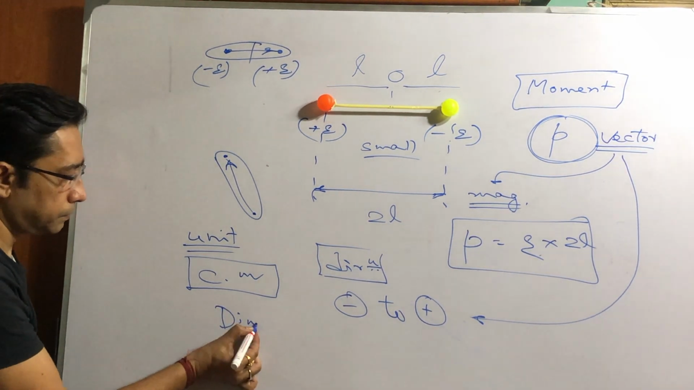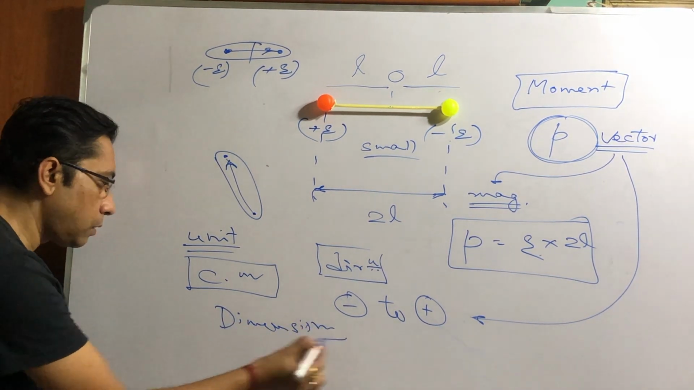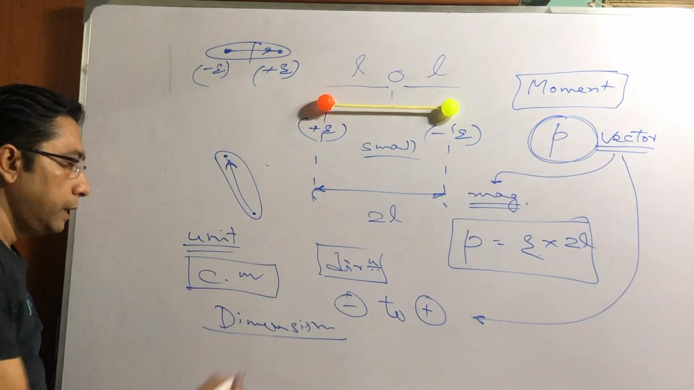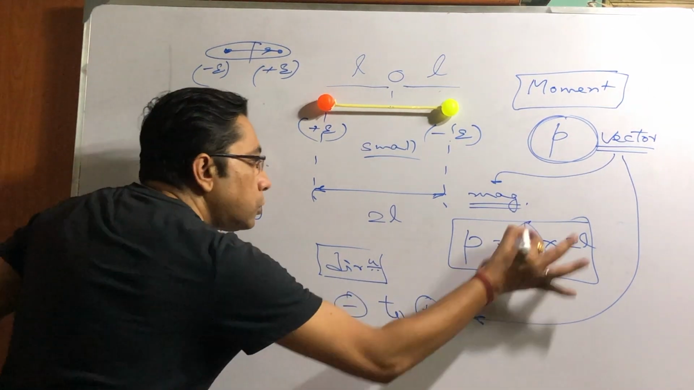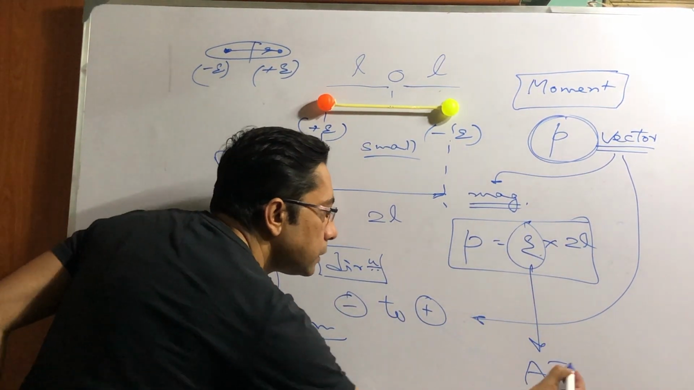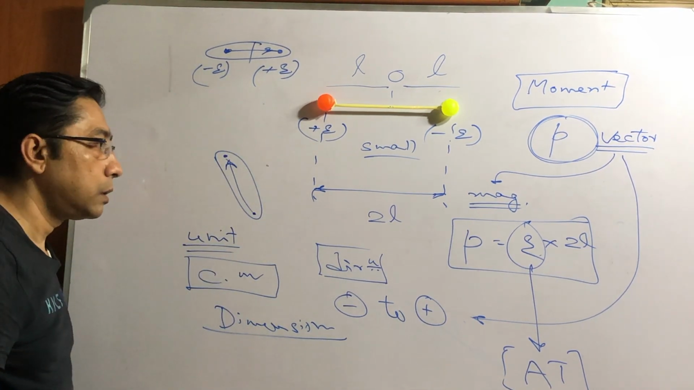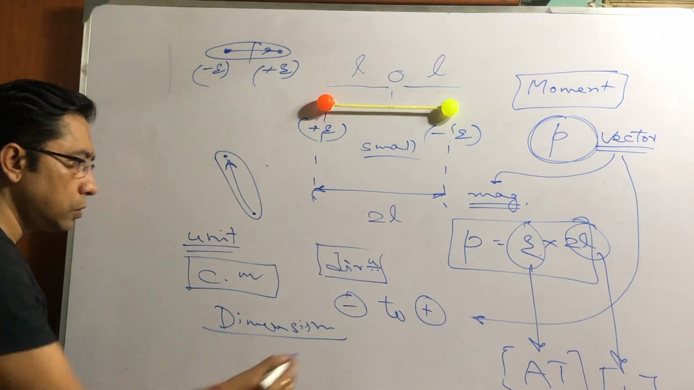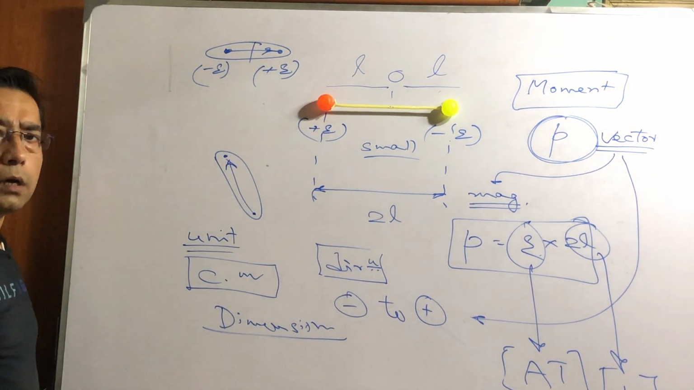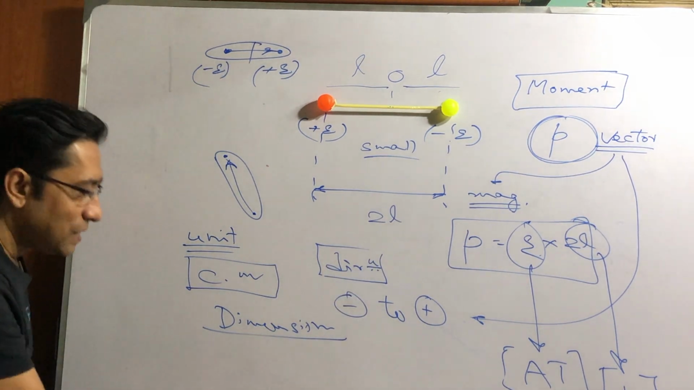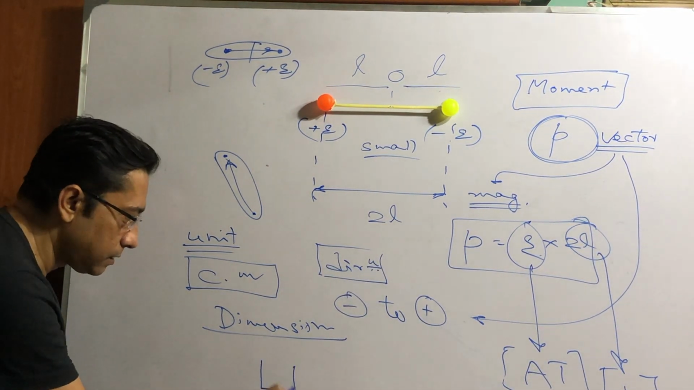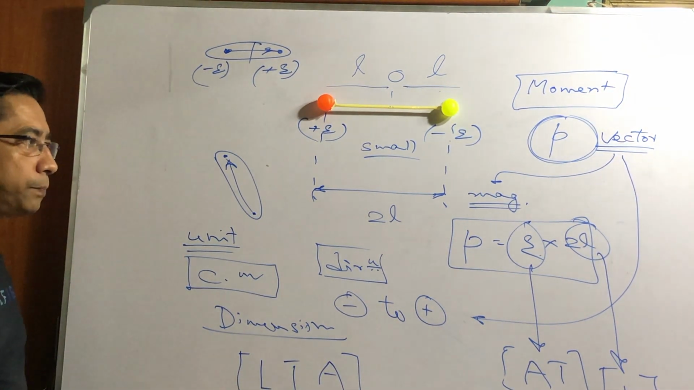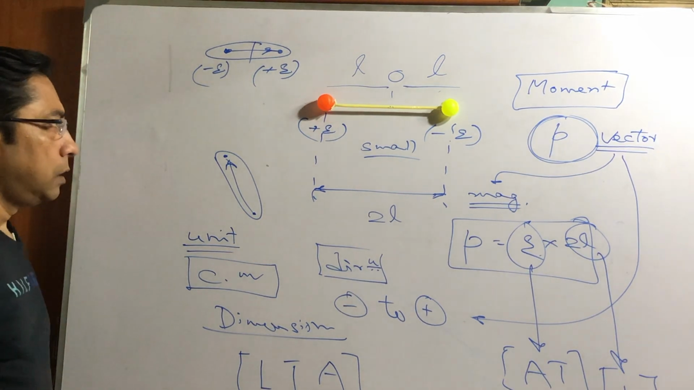Dimension. Dimension of this P vector, dipole moment. Dimension would be simple. I had told you the dimension of charge is AT. Remember that earlier I told you. And the dimension of length is nothing but L. So we will write L, then T, then A. A for ampere, length, time, ampere. So this is the dimension for dipole moment.